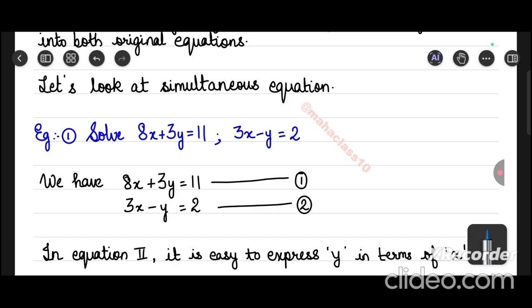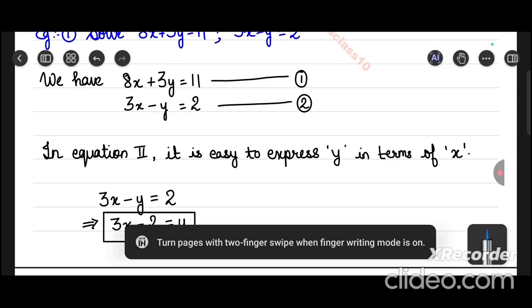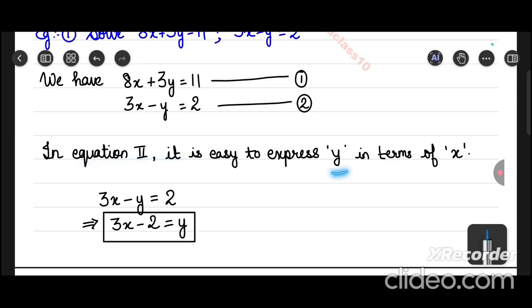Now we have the example 8x plus 3y equals 11, and 3x minus y equals 2. Let us number them as 1 and 2. So we have 8x plus 3y equals 11 as equation number 1 and 3x minus y equals 2 as equation number 2. In equation number 2, it is easy to express y in terms of x. This is the precise meaning of the substitution method, that we have to express one variable in terms of the other.